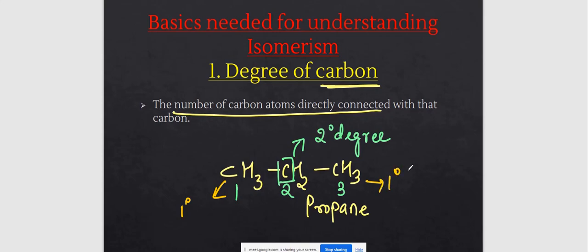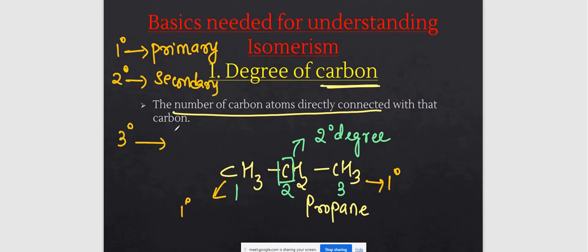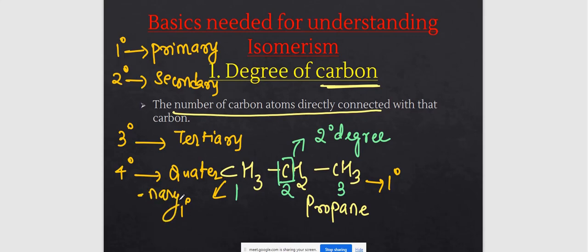Are you clear with this degree of carbon? Yes, ma'am. Depending on the number of carbon atoms connected, we allocate 1 degree, 2 degree, 3 degree, 4 degree. What do we call 1 degree carbon? Primary carbon. And 2 degree? Secondary carbon. 3 degree? Tertiary. If there is any difficulty in understanding the handwriting, let me know. What about 4 degree? Quaternary carbon atom.